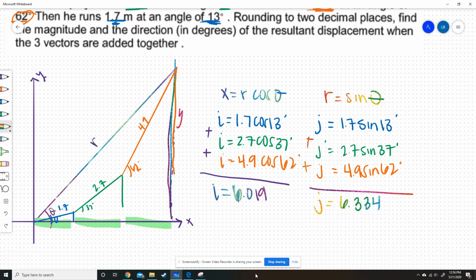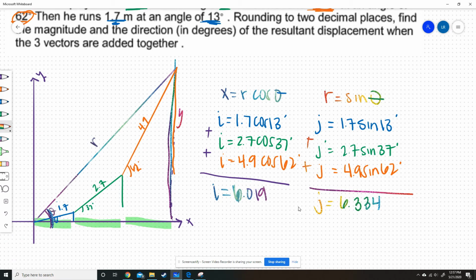Now, does that make sense? When we look at this, those look like they're almost even. And if these are almost even, this angle that we're solving for, this theta, should be close to 45. Not exactly, but close. So now we need to find our magnitude.